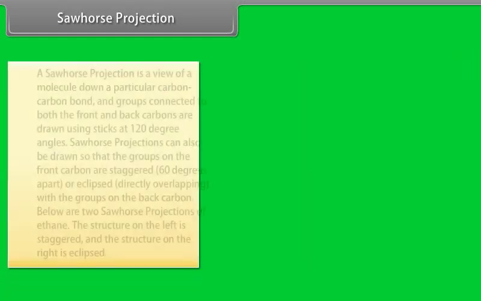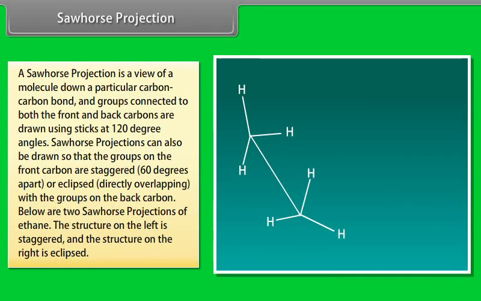Like with the Newman projections, a sawhorse projection is a view of a molecule down a particular carbon-carbon bond, and groups connected to both the front and back carbons are drawn using sticks at 120 degree angles. Sawhorse projections can also be drawn so that the groups on the front carbon are staggered 60 degrees apart or eclipsed, directly overlapping with the groups on the back carbon.